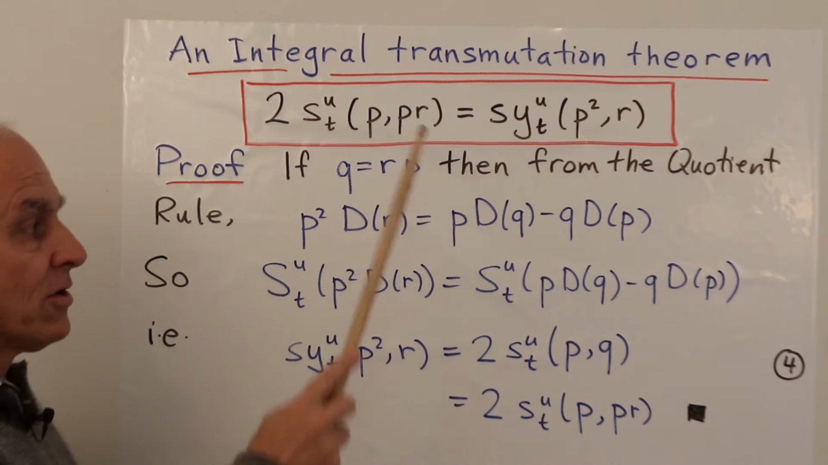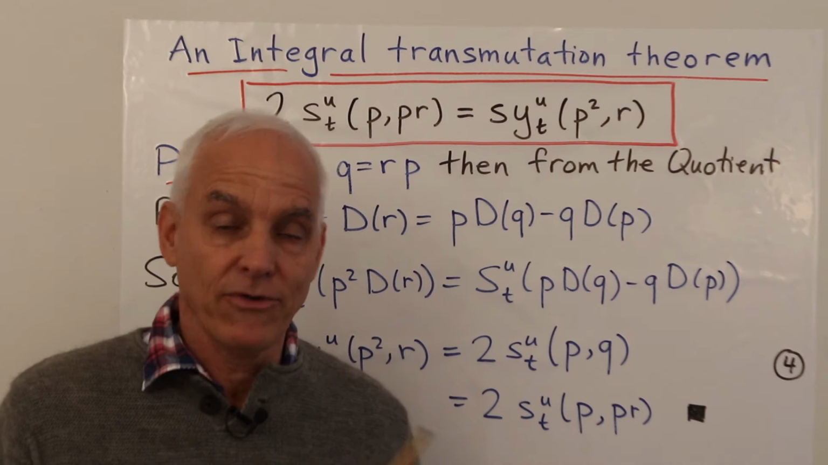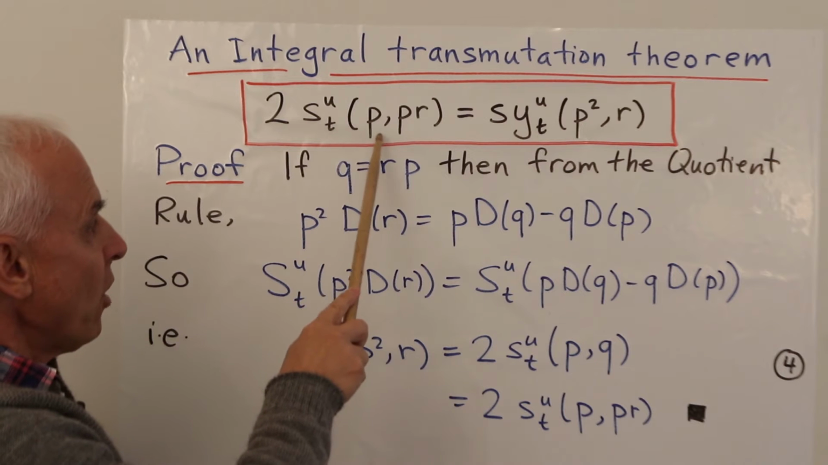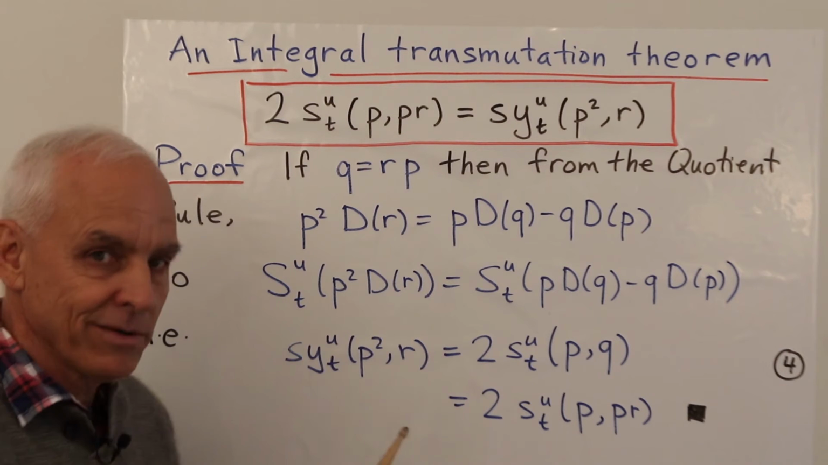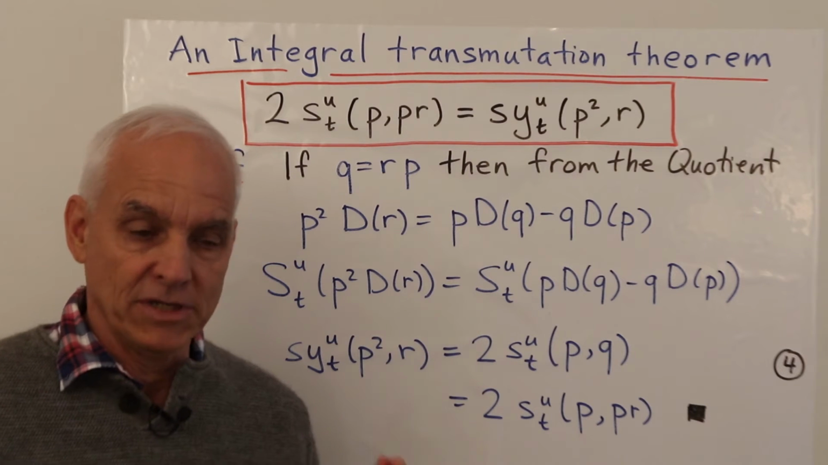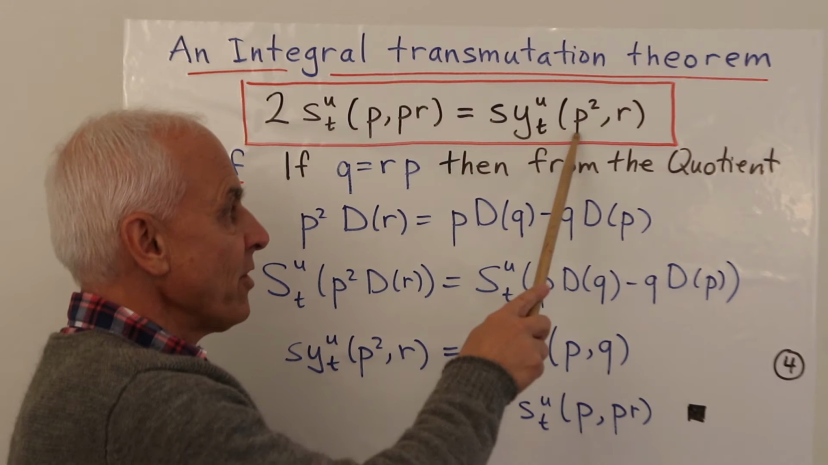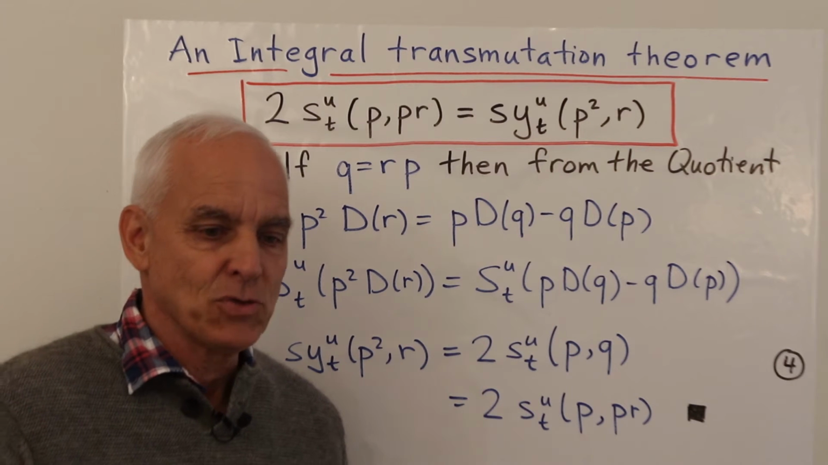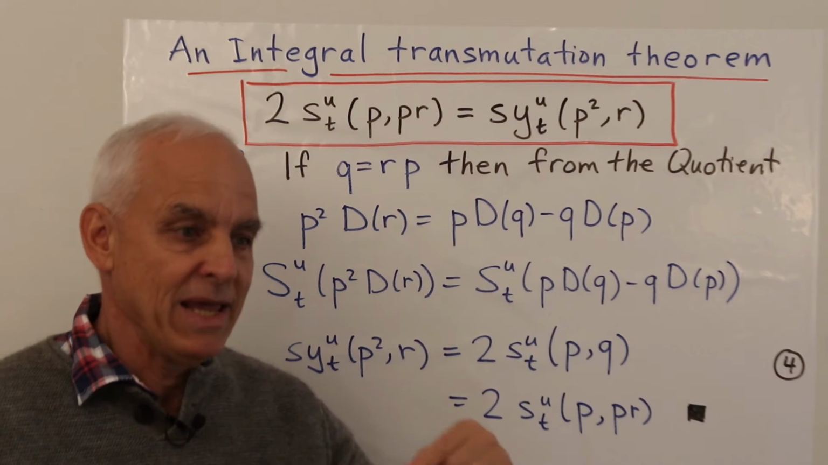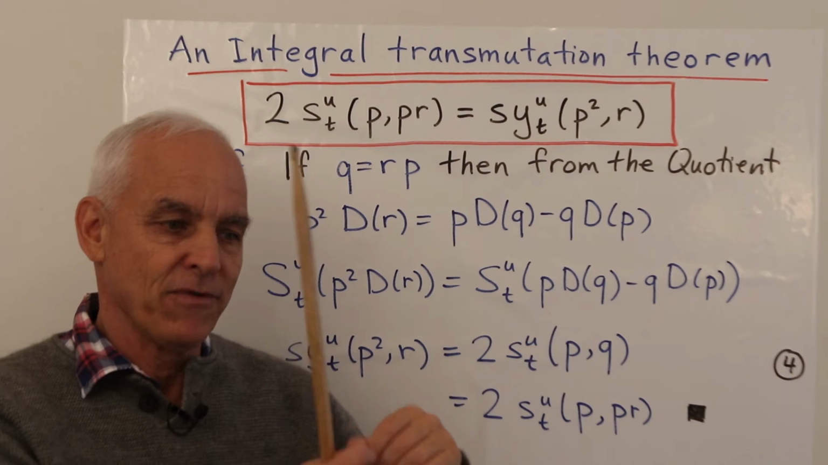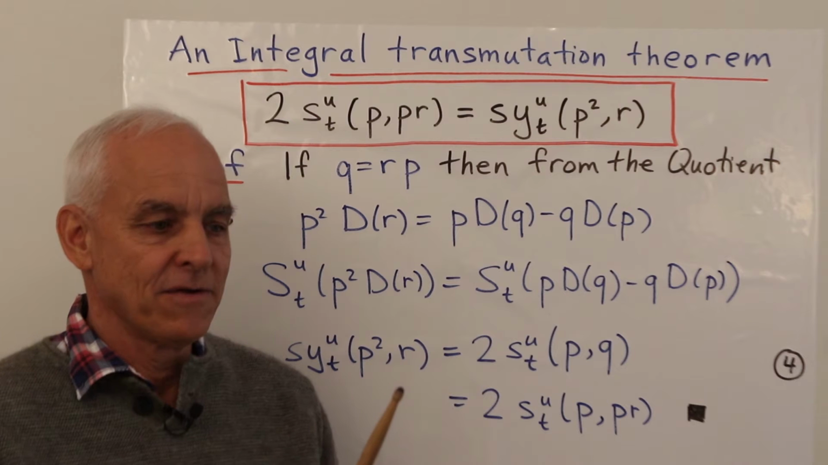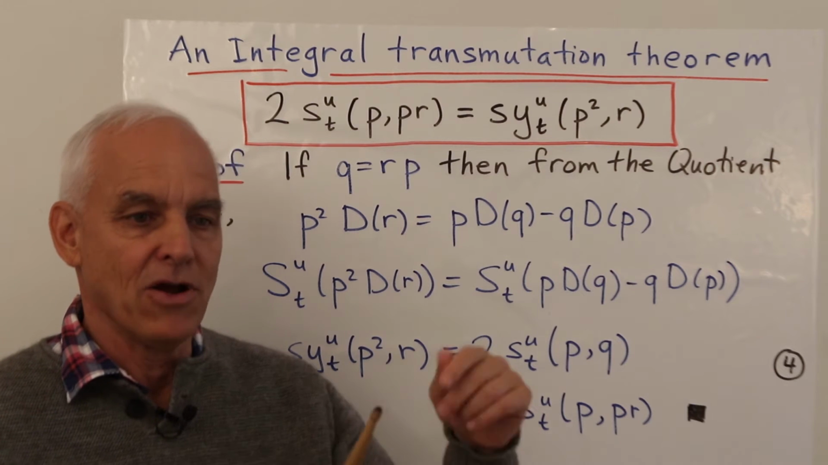Let p and r be two arbitrary polynumbers, and the rule is that 2 times the signed area from t to u of p, pr equals the signed y area from t to u of p squared, r. So we have two different curves here. The first curve is formed with p and pr as the first and second coordinates. And the second curve has components p squared and r.